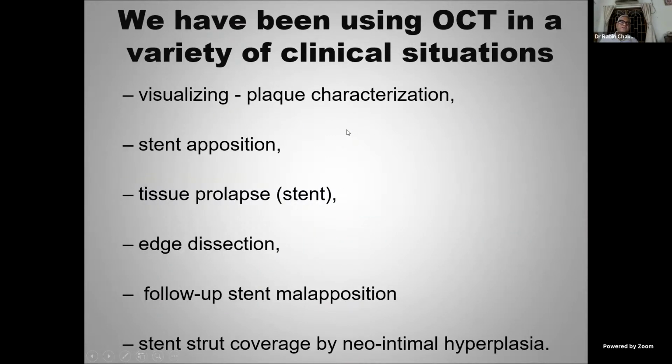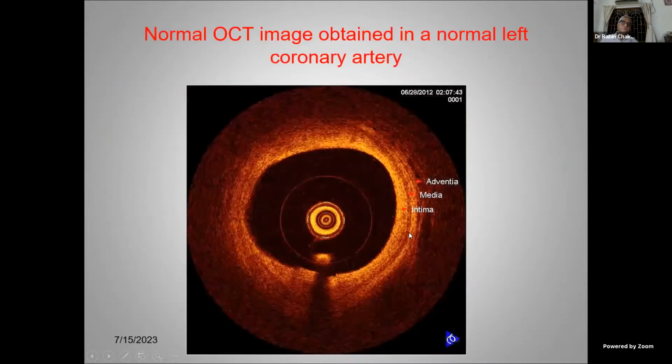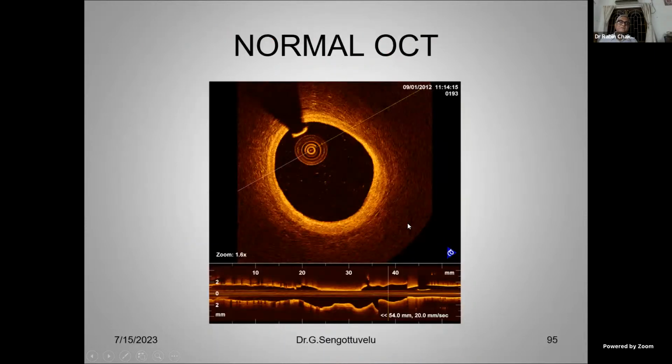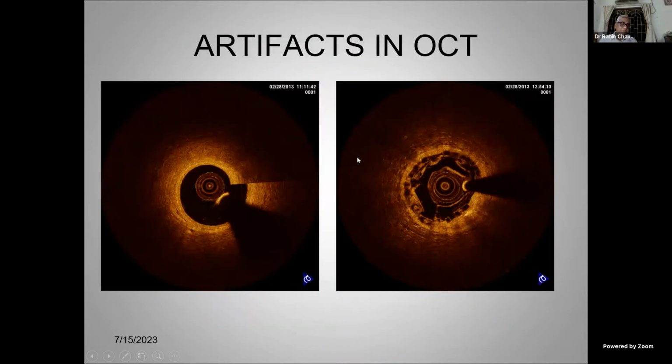So I've been using OCT in a variety of clinical conditions, visualizing plaque characteristics, stent apposition, tissue prolapse, edge dissection, and follow-up of stent malapposition. So this is a normal OCT image obtained in a normal left coronary artery. Artifact, there are a lot of artifacts, remember that. If you do not flush it well, then you can actually get a lot of artifacts. These are the kind of things which I found.